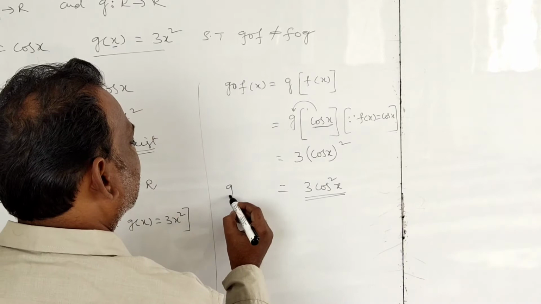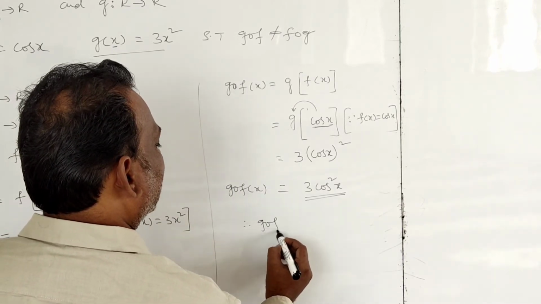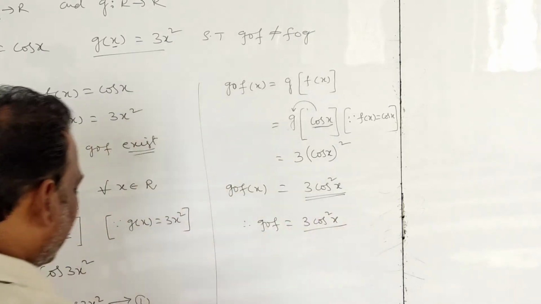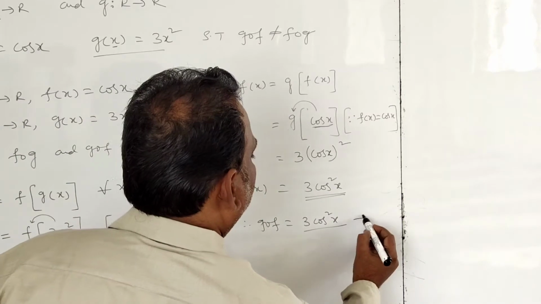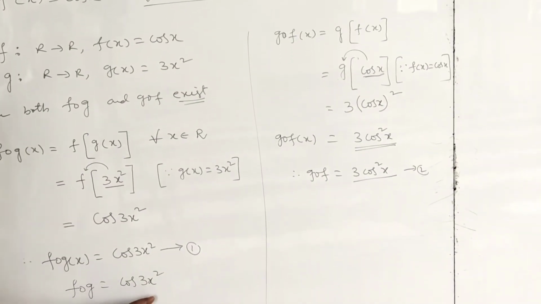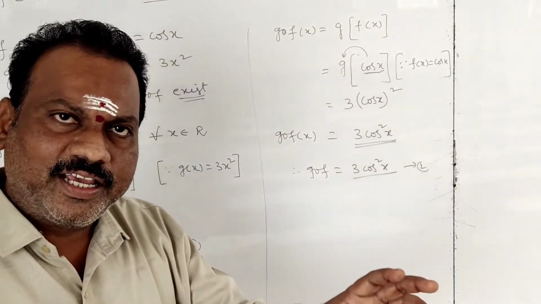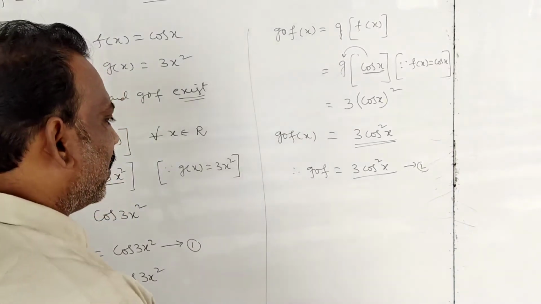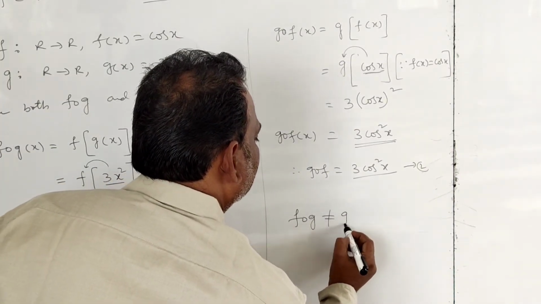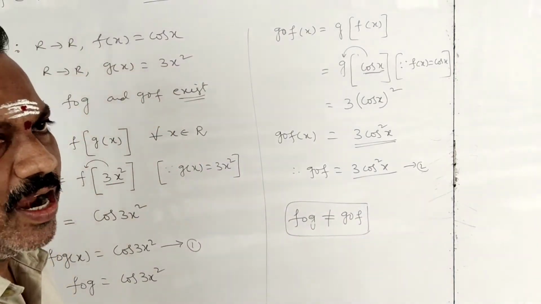So this is g circle f of x. Therefore g circle f is equal to 3 cos square x. You check it. This is equation 2. Are these two values equal? This is cos 3x square. This is 3 into cos square x. So here f circle g is possible, g circle f is possible, but f circle g is not equal to g circle f.